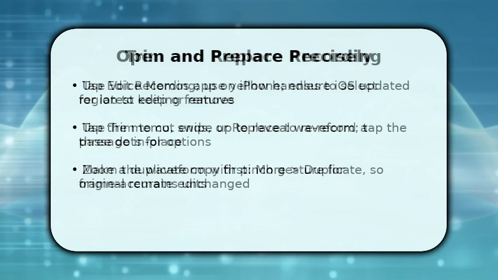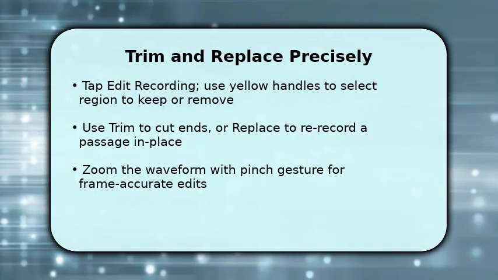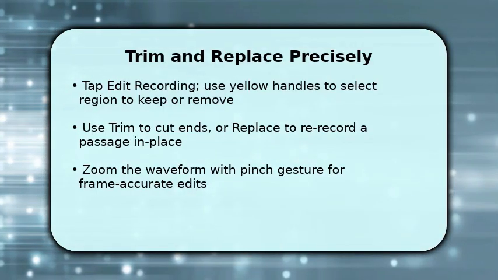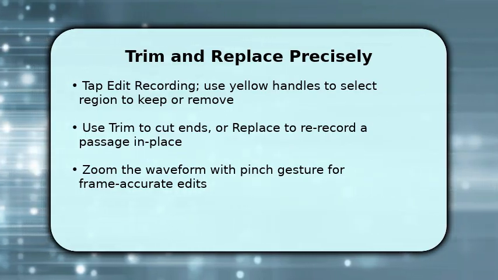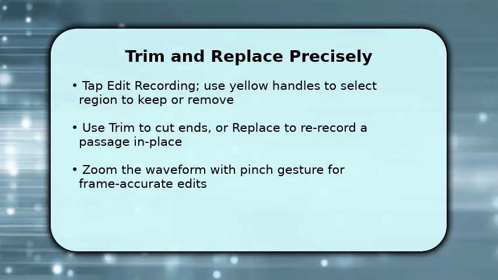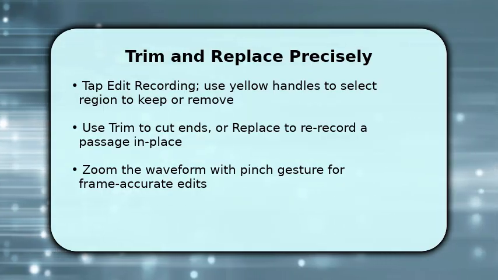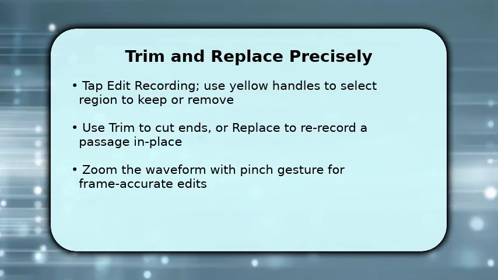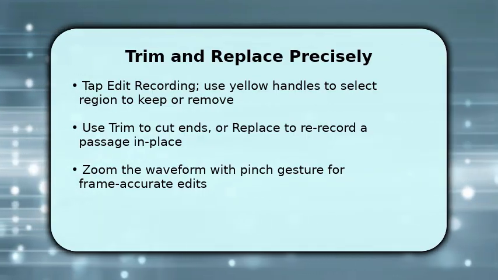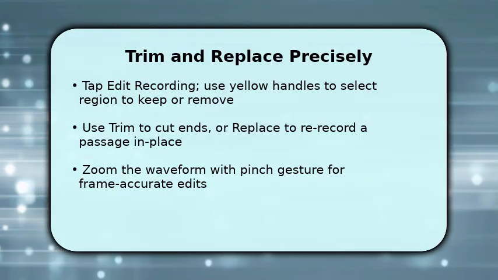You'll see yellow handles around the waveform. Drag them to isolate the exact portion you want kept or removed. Once done, choose Trim to delete everything outside the selection, or choose Replace to override a segment by recording directly into that spot. Make sure to zoom the waveform with a pinch gesture for frame-accurate placement. This is why you duplicated earlier.